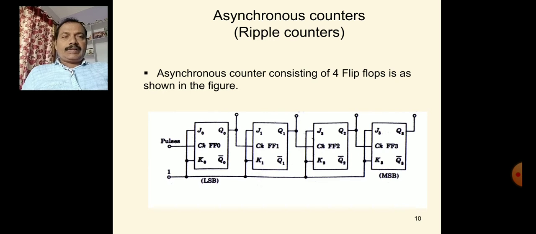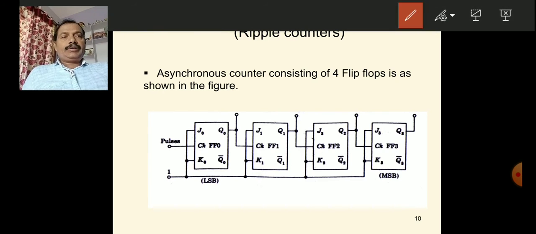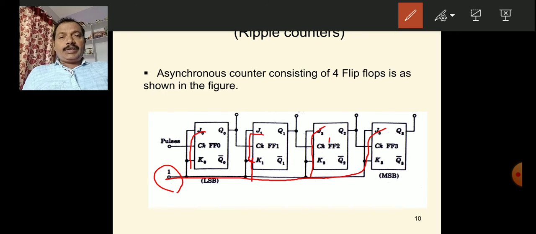So always remember that if you use JK flip-flops, all the JK inputs of each flip-flop are shorted like this. Both J and K are shorted, and all these shorted inputs are connected to logic 1. This is the important one. That means we are placing the JK flip-flop in toggle mode. So the counter always needs to be configured in toggle mode only to make it a counter. That you have to remember.